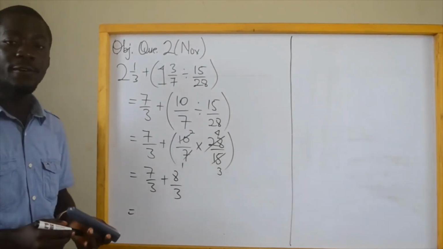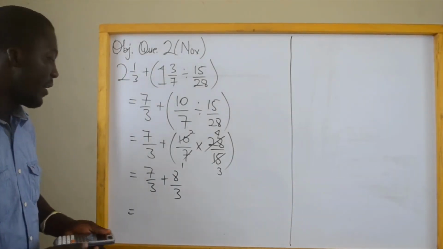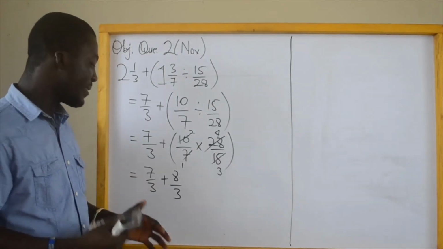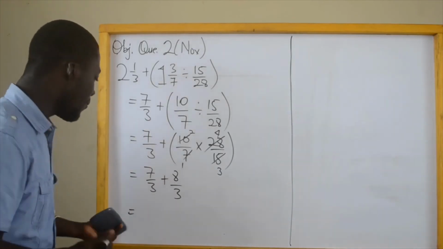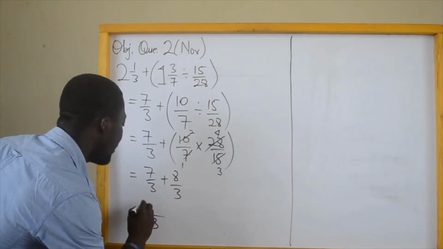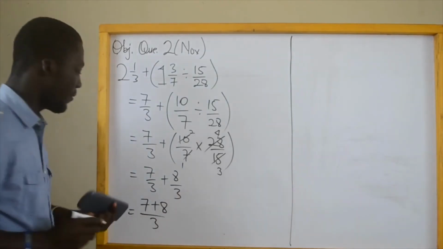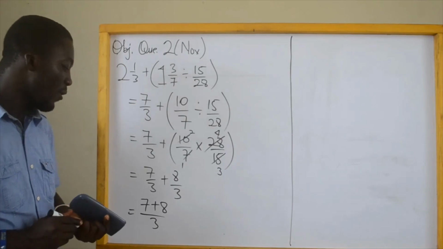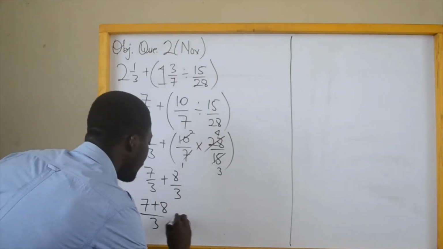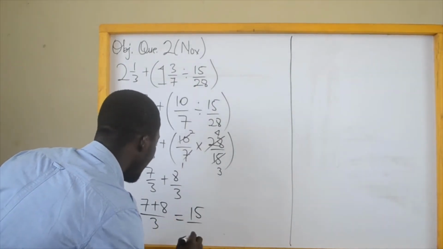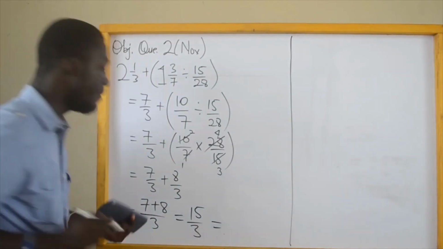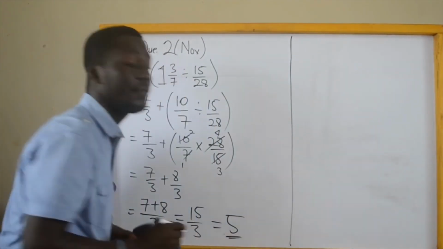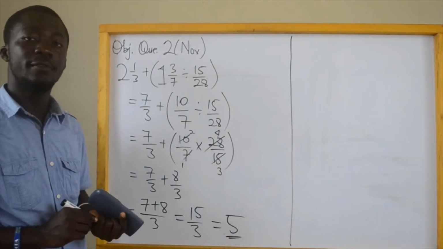We have 7 over 3 plus 8 over 3. Now, since the two fractions have the same denominators, we will add the numerators. We are adding 7 plus 8, and 7 plus 8 is going to yield 15 divided by our 3. And 15 divided by 3 is going to give us 5. That will be our final answer.